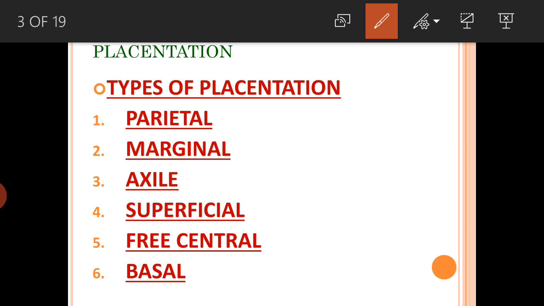There are 6 types of placentation. They are parietal placentation, marginal placentation, axial placentation, superficial placentation, free central placentation and basal placentation.